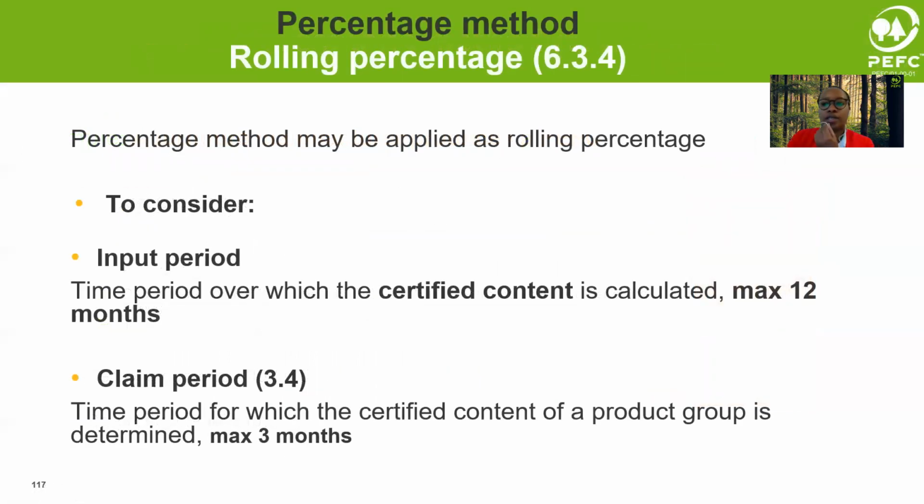Also, something else to note is that the percentage method can also be applied as a rolling percentage. And what does rolling percentage mean? It means that you have to consider the input period and the claim period. The input period is the time period over which the certified content is calculated, and this can only be done at a maximum of 12 months. Whereas the claim period is the time period for which the certified content of a product group is determined, and the maximum period is 3 months.